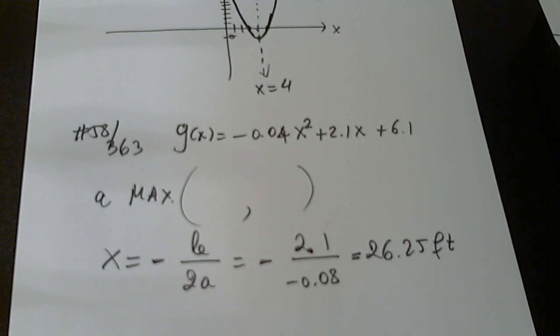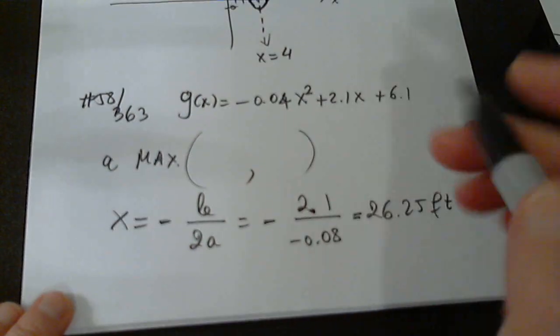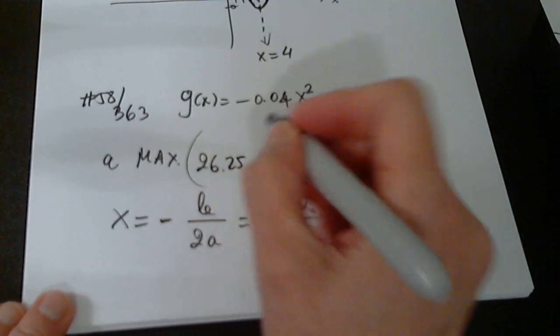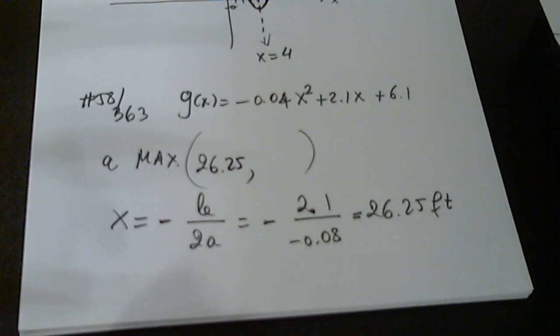What happened to my book? Okay, so that's the x. The location of the maximum. As expected, look, right here, 26.25. Now I need to determine the maximum. How do I determine the maximum? So this is 26.25. How do I determine this value?